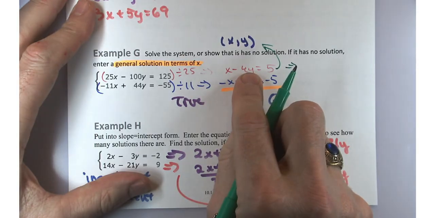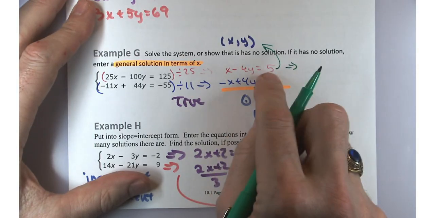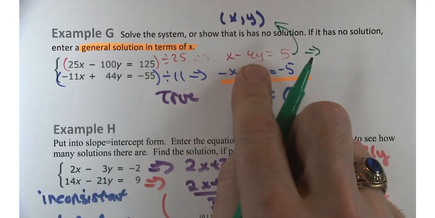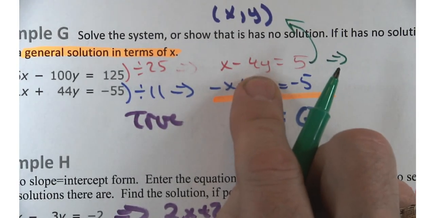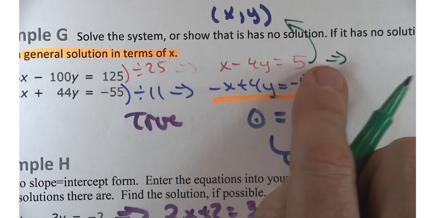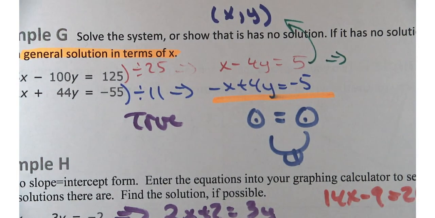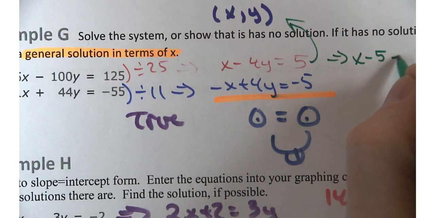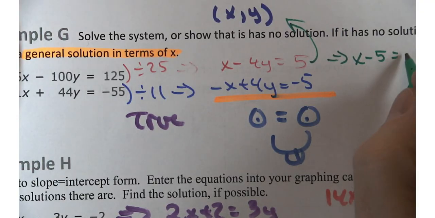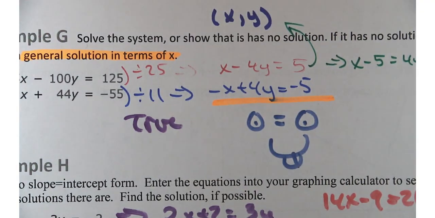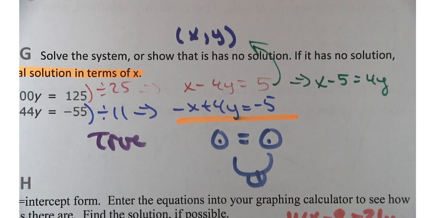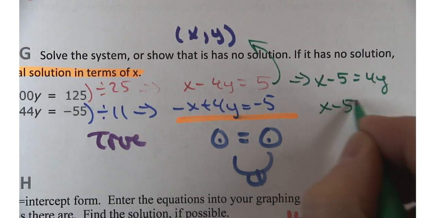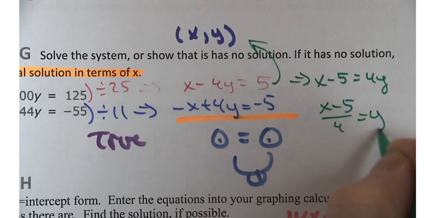So let's move the 4y to the right-hand side and the 5 to the left-hand side. Can anyone see an advantage of doing that? Why would I move the 4y to the right-hand side? What nice thing happens when it moves from left to right? It changes the sign to positive. It's giving yourself less of a chance to make a mistake. So that's x minus 5 equals 4y. How would you write that in terms of y then? What's y equal? X minus 5 over 4 equals y.